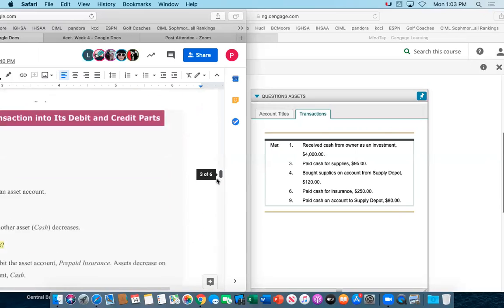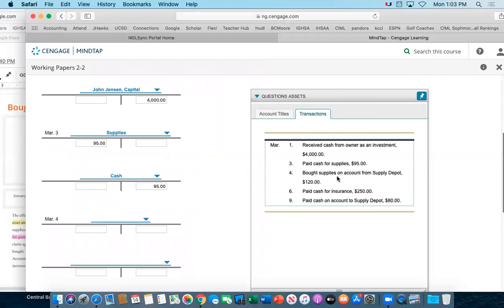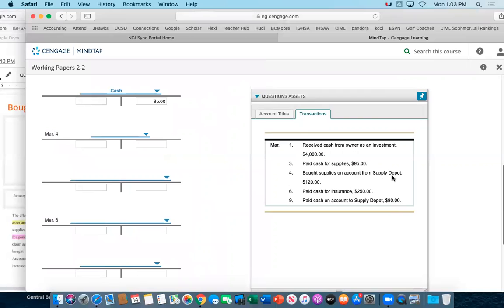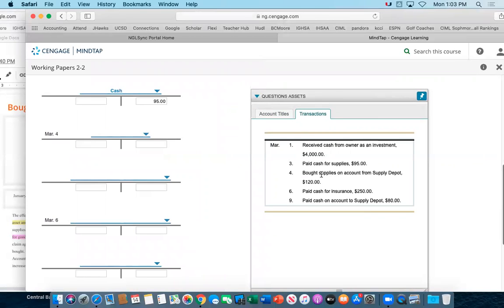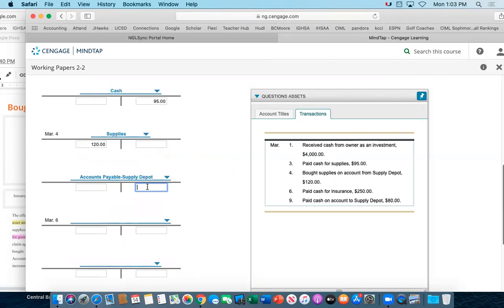Bought supplies on account. So we've done this. This is our notes. Bought supplies on account. Which two accounts are affected? Supplies are being gained. And then the account is Supply Depot. If you go to your account titles, you see accounts payable is the Supply Depot right here. So if you got to remember, you go, oh, that's right. We got supplies. I remember this. And you put, we bought $120 worth of supplies from accounts payable Supply Depot.